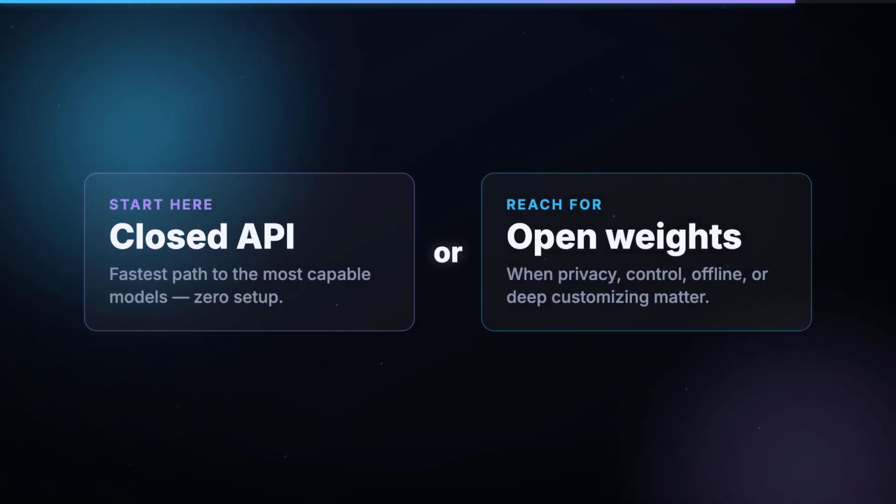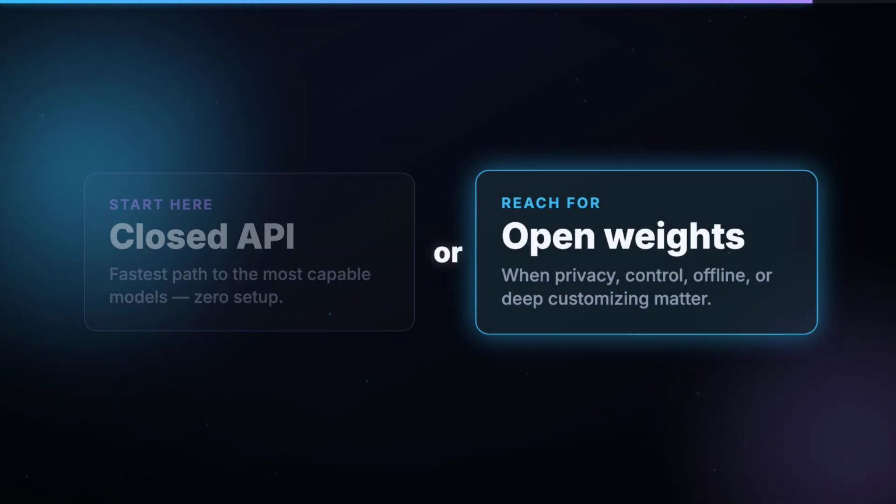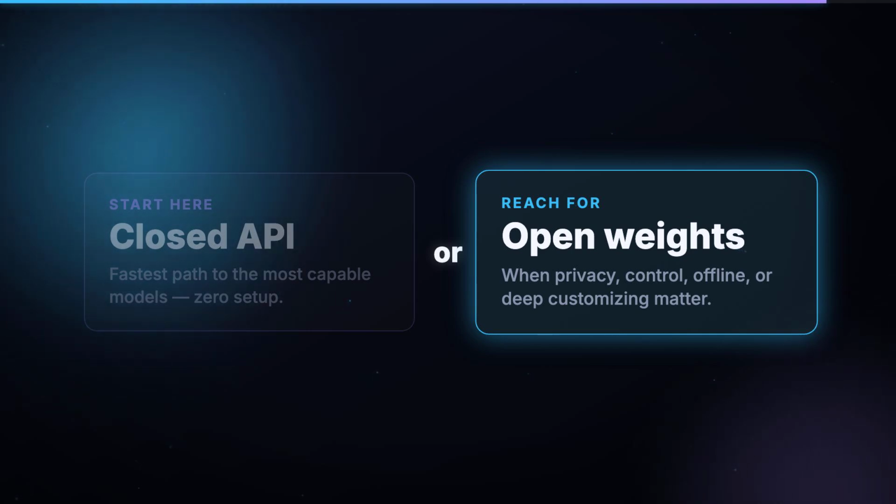So, which should you pick? For most people, starting out, reach for a closed API. It is the fastest path to the most capable models with almost zero setup. Move to open weights when privacy, control, offline use, or deep customization really matter to you. And plenty of serious teams run both, closed for the frontier and open for everything private.